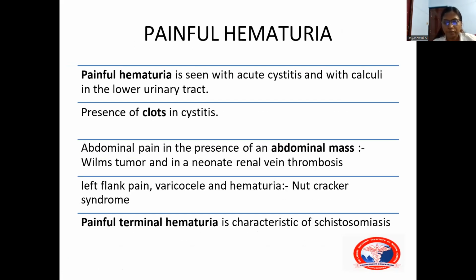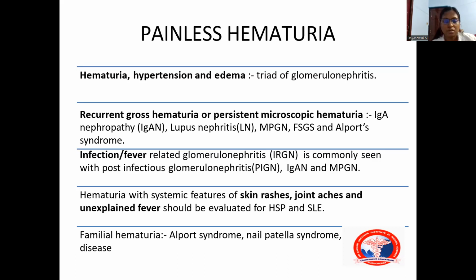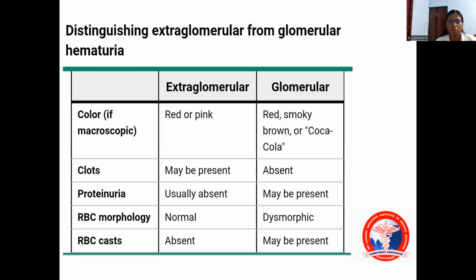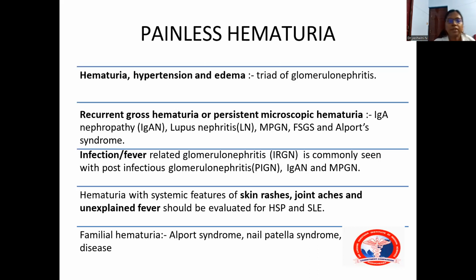Again, some painful and painless causes of hematuria. Painless hematuria will always be from the glomerulus. Like in glomerulonephritis, as I have already told you, glomerular causes will be painless. In glomerulonephritis, you will have hematuria, hypertension, and edema. When a patient presents with cola-colored urine and edema, and you diagnose hypertension and azotemia, it's glomerulonephritis, obviously. Then some other causes like IgA nephropathy and lupus can have painless hematuria, as well as membranoproliferative glomerulonephritis, FSGS, Alport syndrome, and infection or fever-related glomerulonephritis.